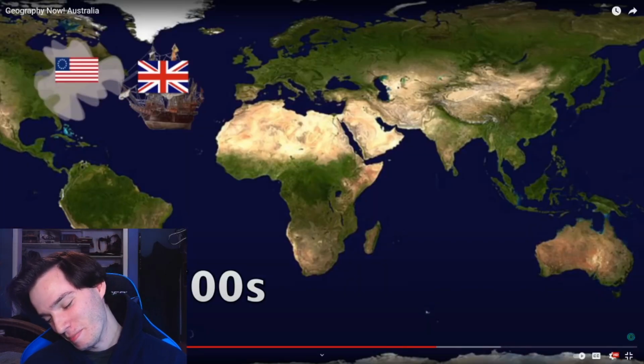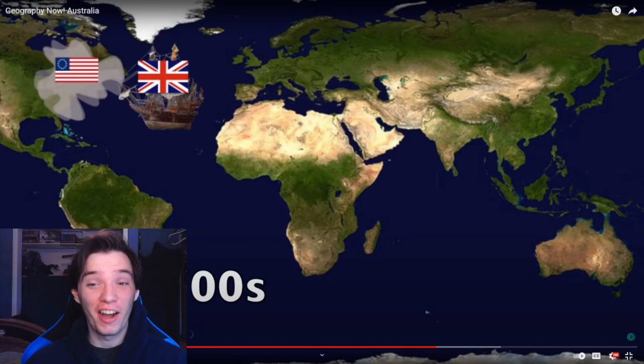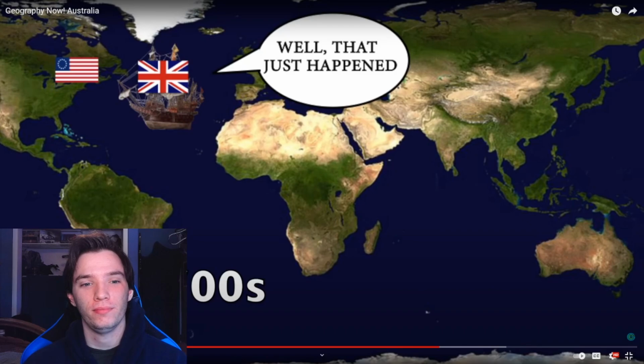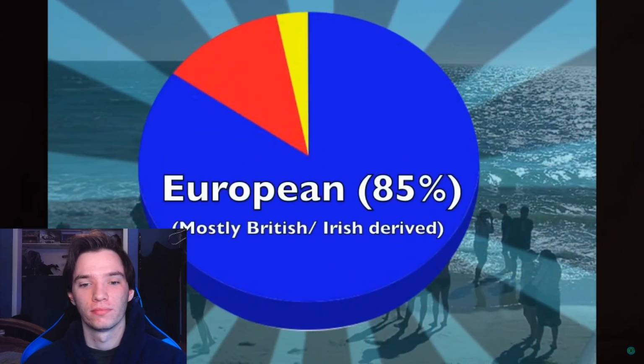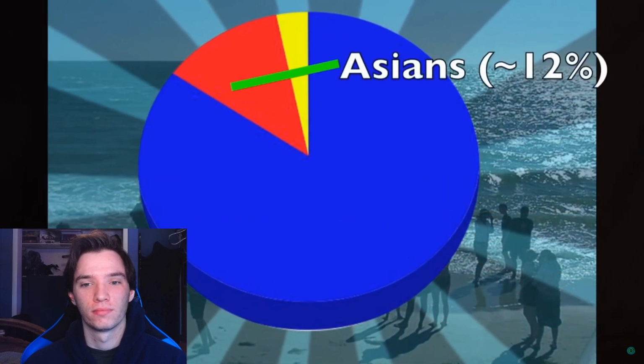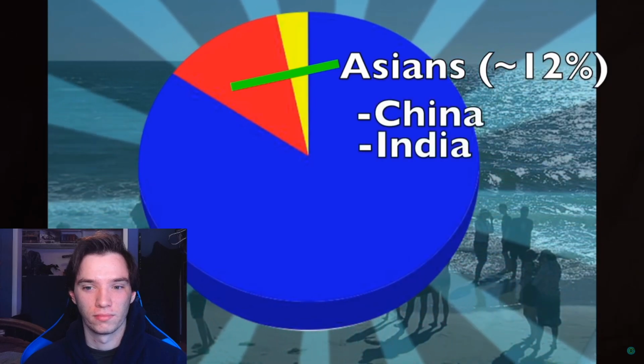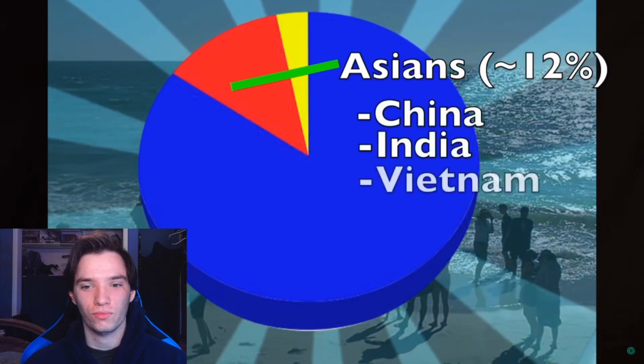Some would argue that Australia was kind of like the UK's version of Operation Backup Plan in case America goes crazy. After the American Revolution, the UK tried to compensate for lost colonies by re-establishing new ones, and Australia was hot on the list. About 85% of the population is European. Asians make up the next largest minority of about 12%, mostly coming from China and India and other Southeast Asian countries like Vietnam and the Philippines.